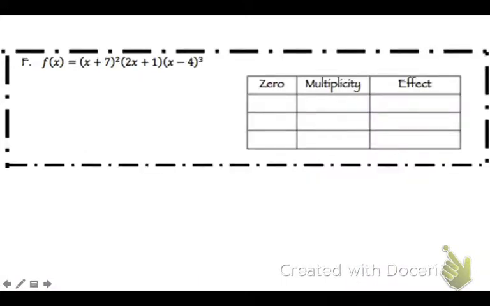Now, let's just fill out these little charts. These aren't too bad. So first, this is already factored for us, which is awesome. So let's just find the zeros. So we have x plus 7 equals 0, which means x equals negative 7. 2x plus 1 equals 0, which means 2x equals negative 1, which means x equals negative 1/2. Then x minus 4 equals 0, which means x equals 4.